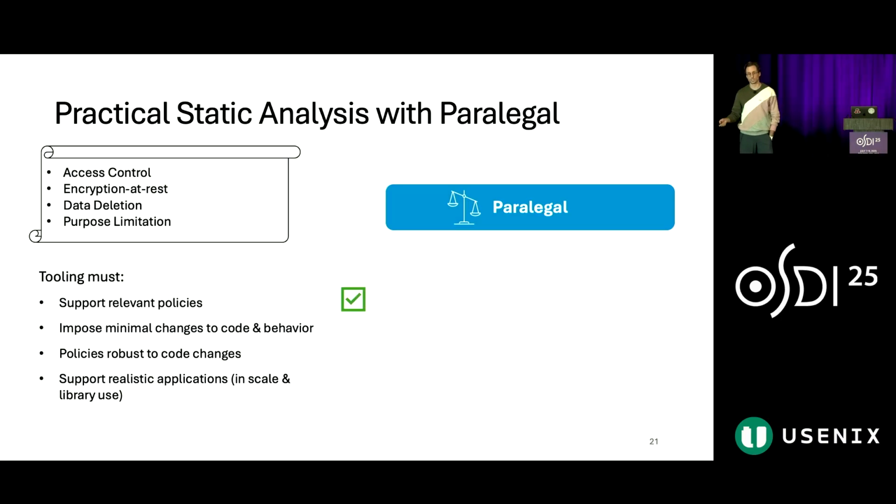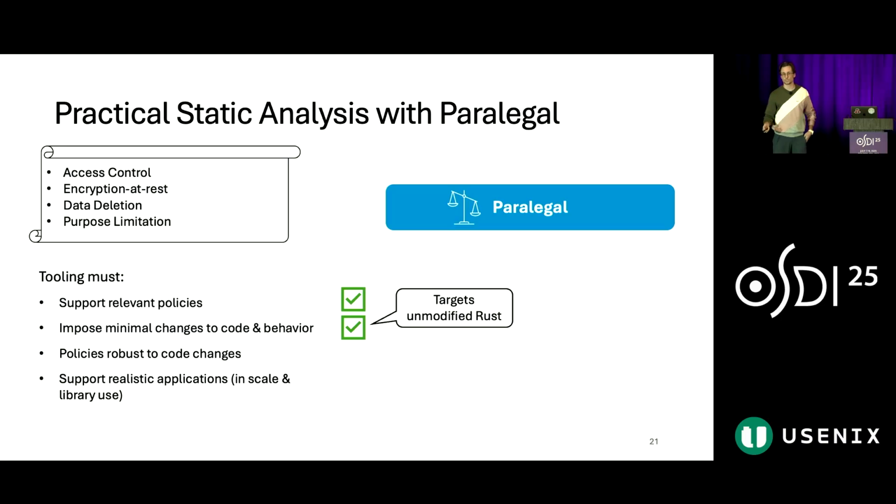So it supports a wide range of policies. It imposes no changes to the code or application behavior. It targets Rust, a mainstream programming language, and it innovates in three key ways. So its policies are succinct and auditable, and they're also robust to the changes in the code base over time. And lastly, Paralegal comes with an automated approach to modeling libraries based on the Rust type system.